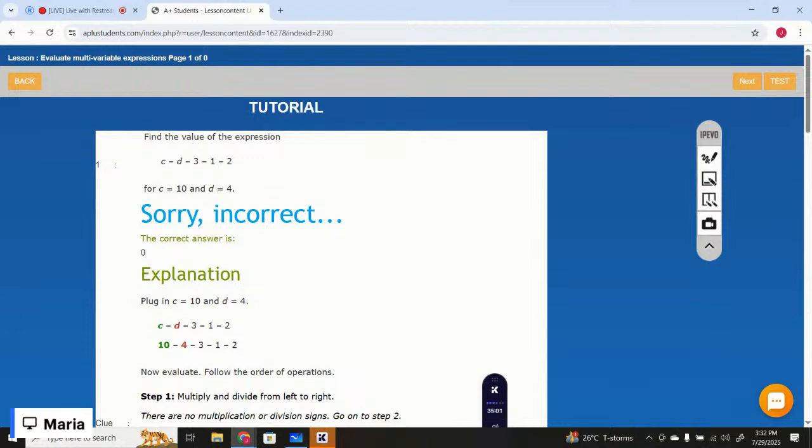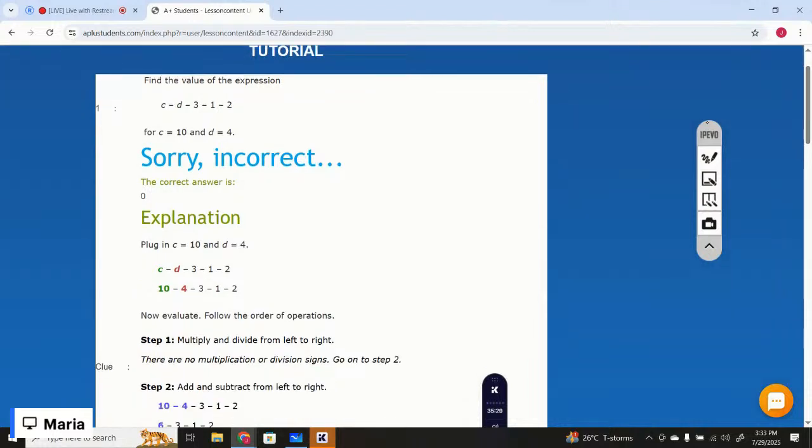Find the value of the expression c minus d minus 3 minus 1 minus 2, for c equals 10 and d equals 4. So c is 10 and d is 4. So replace the variables with the values. That would be 10 minus 4 minus 3 minus 1 minus 2.